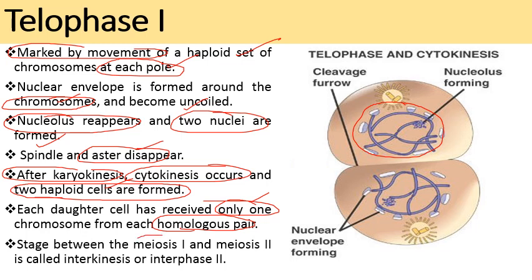Stage between the meiosis I and meiosis II is called interkinesis. So the term used for the stage which occurs between meiosis I and meiosis II is known as interkinesis or interphase II, and it is also called interphase II.